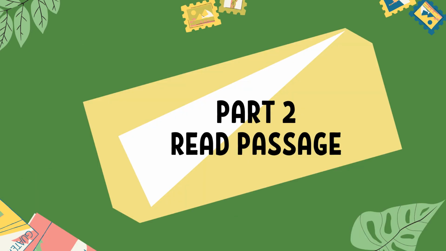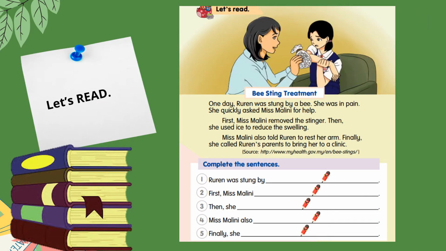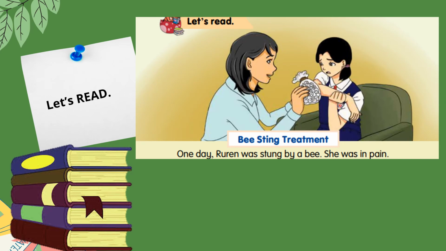Now we're going to read a simple passage about another emergency situation. Kita akan baca petikan kedua berkenaan situasi kecemasan yang lain. Let's read a simple passage about Ruren and her teacher. The title of the passage is Bee Sting Treatment. Rawatan sengatan lebah.